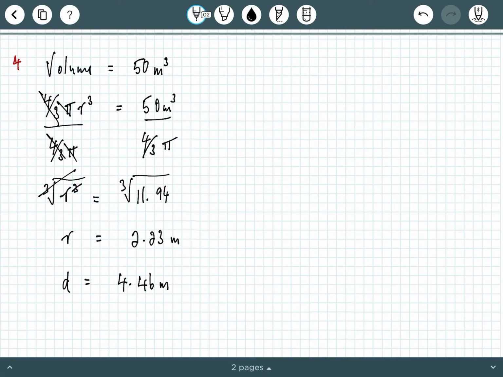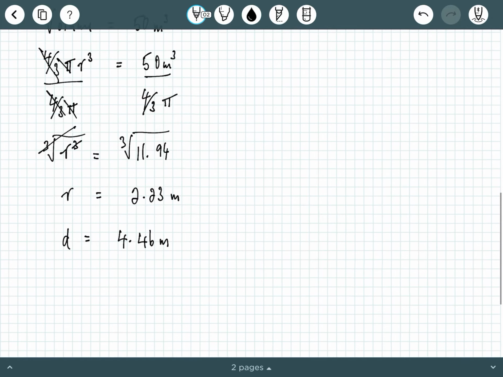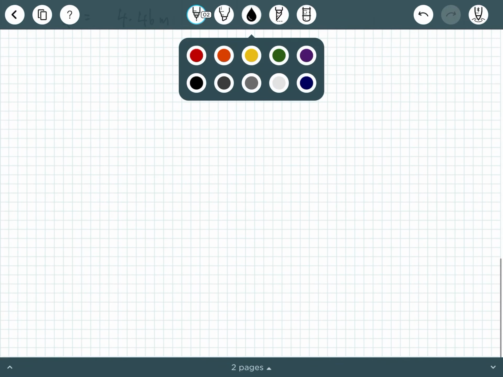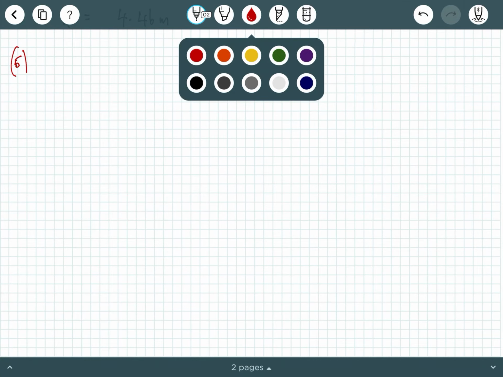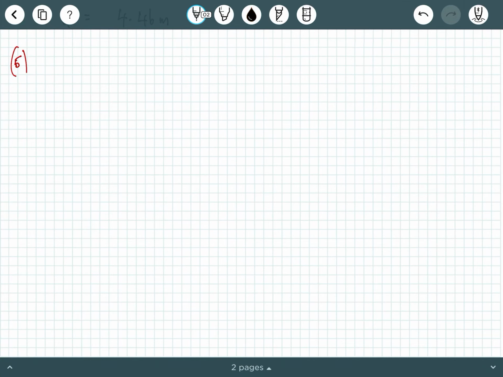Okay, now, question 5. So question 5 says, what is the volume of a sphere that has a surface area of 400 centimeters squared? Okay, so they're asking what is the volume? Well, the volume of a sphere is 4/3 pi r cubed.